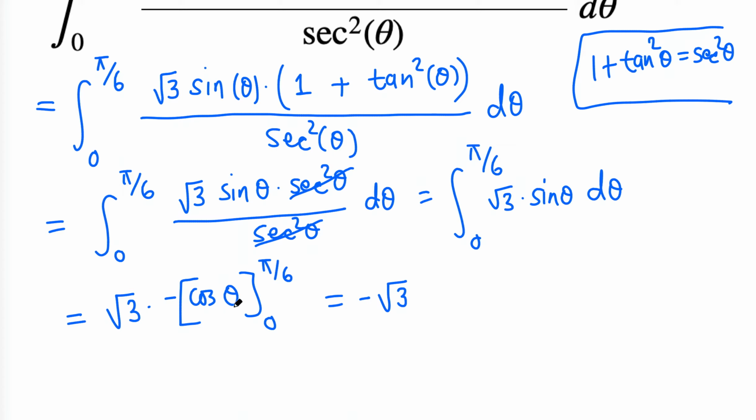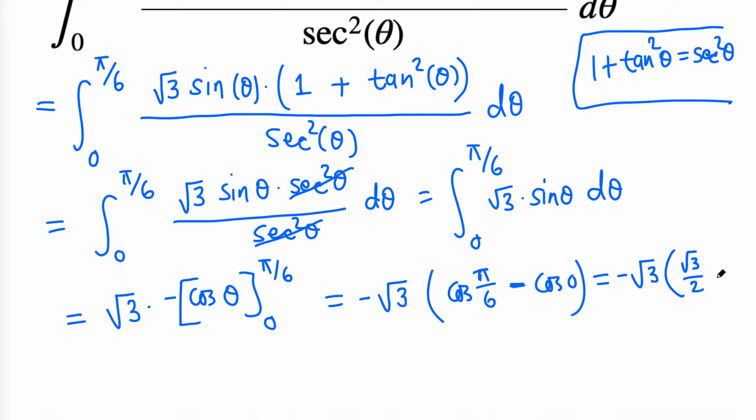Now cosine theta at pi over 6, the upper limit. So cosine pi over 6, upper limit, minus, from the fundamental theorem of calculus, cosine of the lower limit 0. Okay, that is now negative root 3. What is cosine pi over 6, cosine 30 degrees? Now you need to look at the unit circle. Cosine pi over 6 is in fact cosine 30, that's root 3 over 2, minus cosine 0, that's 1.